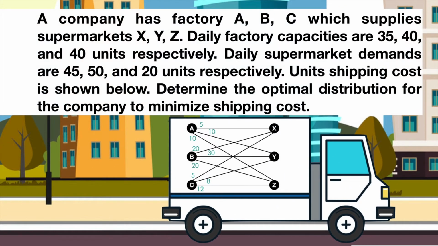A company has factory A, B, C, which supplies supermarkets X, Y, Z. Daily factory capacities are 35, 40, and 40 units respectively. Daily supermarket demands are 45, 50, and 20 units respectively. Units shipping cost is shown below. Determine the optimal distribution for the company to minimize shipping cost.